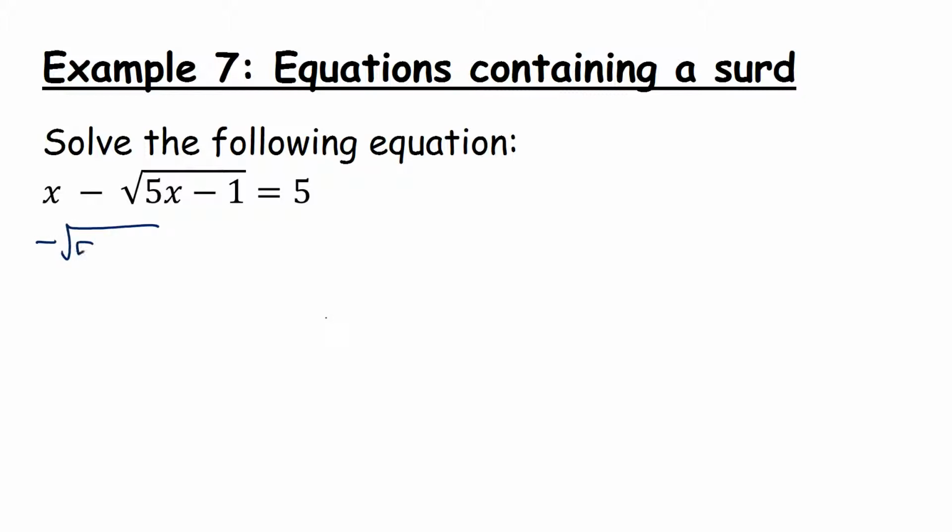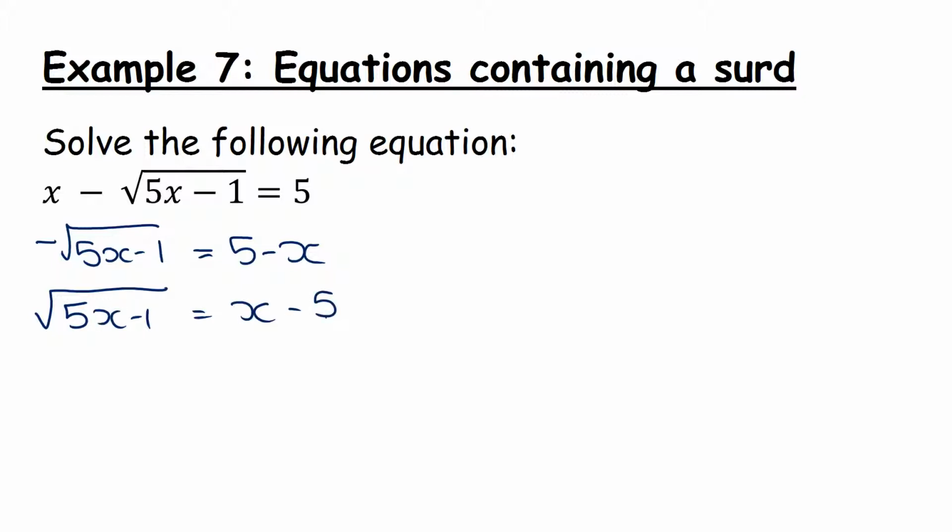So let's go with that. We get minus the square root of 5x minus 1 is equal to 5 minus x. I just want to change all my signs so I don't have to work with the negative square root. So I'm going to have the square root of 5x minus 1 equals x minus 5. Notice that nothing changes under the square root. This minus goes to a plus, this plus goes to a minus, and this minus goes to a plus. At this point, we have isolated our surd, put it on its own on the left hand side, and now we want to get rid of it. The way that we're going to get rid of it is by squaring it.